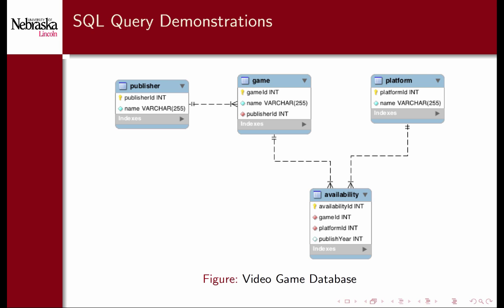There is also a platform table, which has a primary key platform ID and the name of the platform. This is so that one game can appear on multiple platforms, and one platform can have multiple games on it. This is modeled through the availability join table, which has a primary key, auto-generated, and two foreign keys, one to the game table and one to the platform table. It also has an additional optional column called Publish Year. This is to model the fact that one game could be published on multiple platforms in different years. Let's do a series of exercises on this database now.